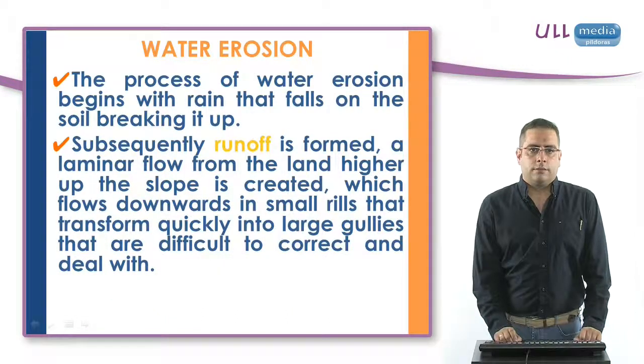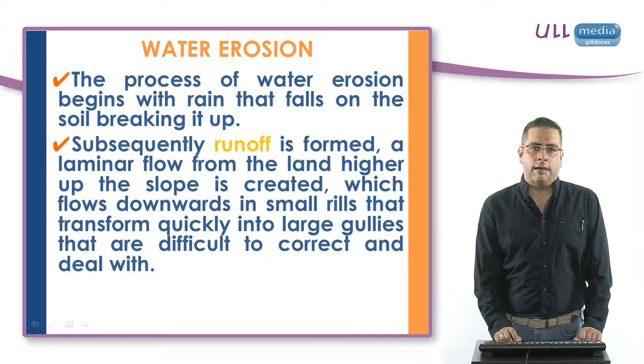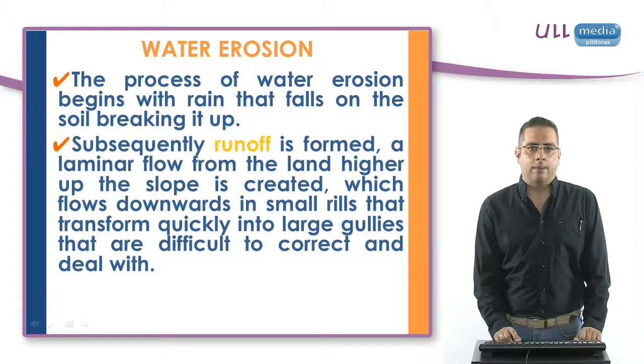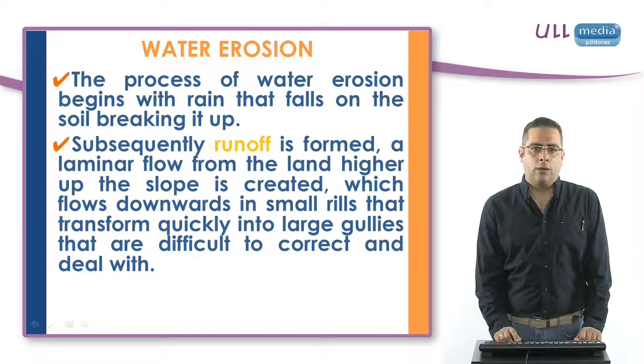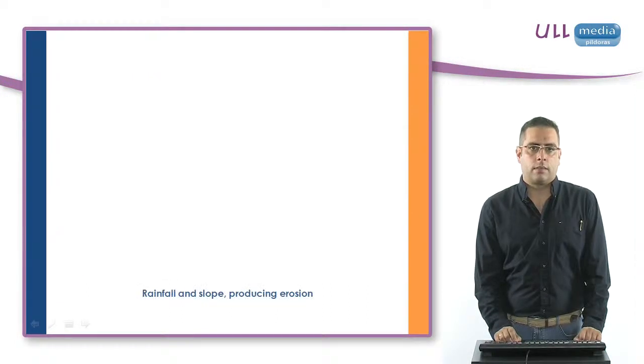Water erosion begins with the rain that falls on the soil, breaking it up. Subsequently, runoff is formed. A laminar flow from the land higher up the slope is created, which flows downwards in small rills that transform quickly into large gullies that are difficult to correct and deal with.